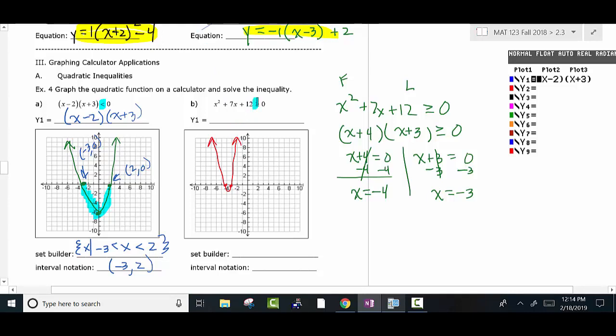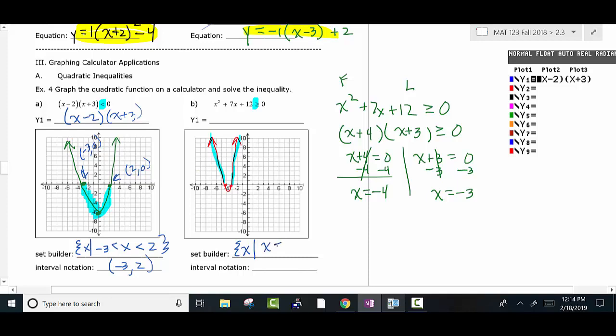So tell me what I'm looking for on my graph. Above or below? Where it's above. Okay, so this time the answer is going to be these two places where you're above the x-axis. So where you're above the x-axis on this, if you do this in set builder, you would say below negative 4. When you're to the left of negative 4, your graph's above.